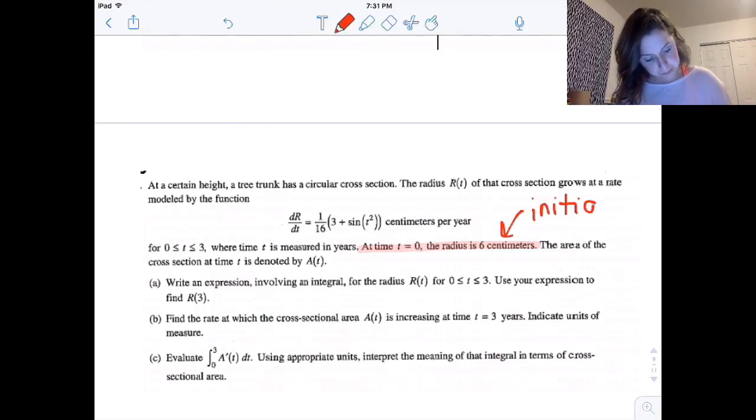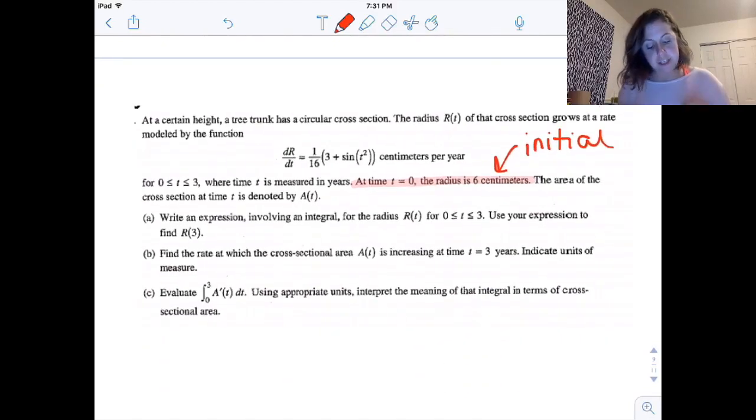The area of the cross-section is denoted by A of t. Again, we're not going to do all of this. We're kind of picking and choosing parts. So part A says, write an expression involving an integral for the radius between 0 and 3, and use your expression to find r of 3.